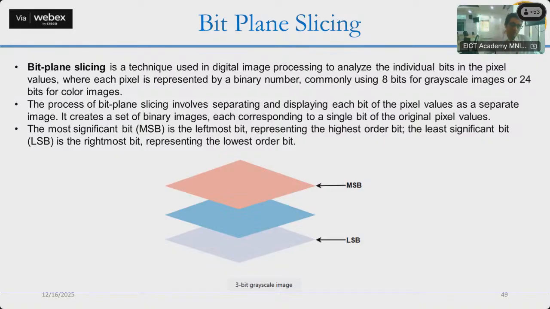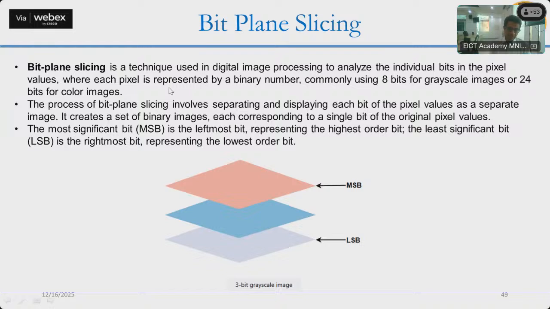Now we come to part C. After covering contrast stretching and intensity slicing, we come to bit plane slicing. Intensity level slicing is limited to a small region, while bit plane is over a wide region. This is a technique used in image processing to analyze the individual bits in the pixel value.